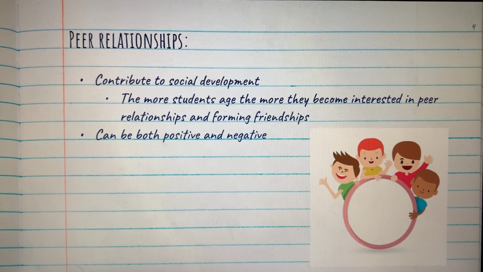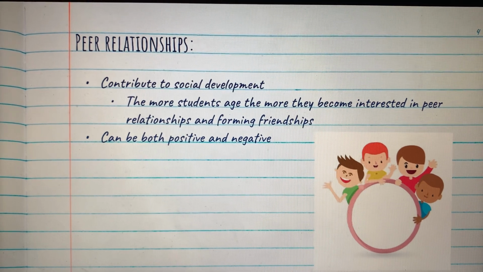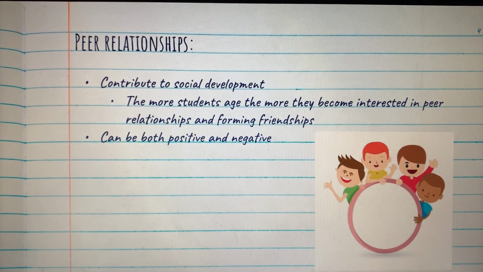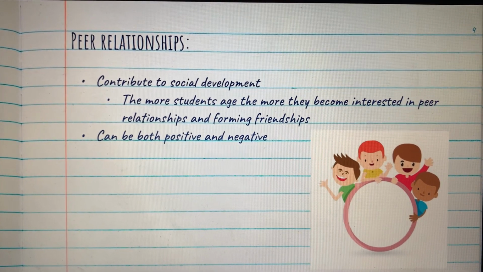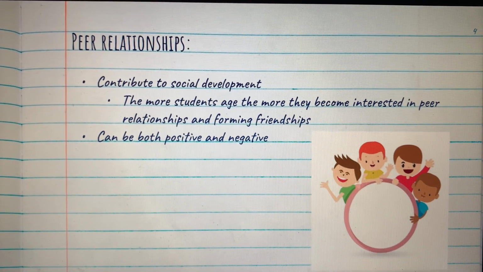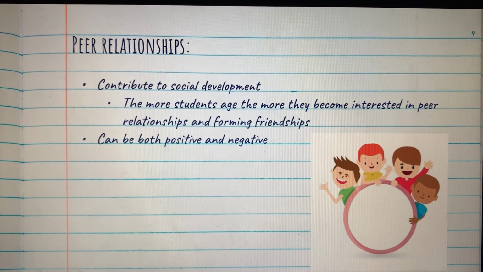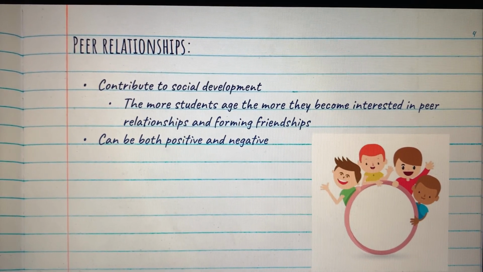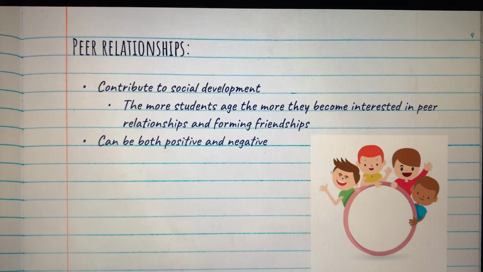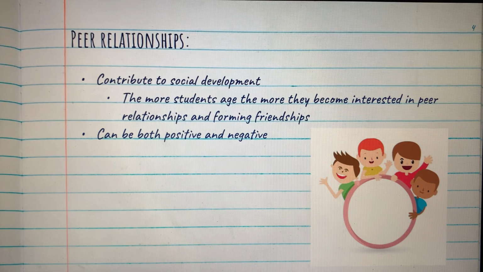So the more students age, the more they become interested in peer relationships and the forming of friendships. Now, this can be both positive and negative. Positive can be seen as forming friendships, but negative can also be seen while children develop. They can see what peers they don't want to engage with, what activities they don't find positive and engaging, and which groups they do want to take part in.